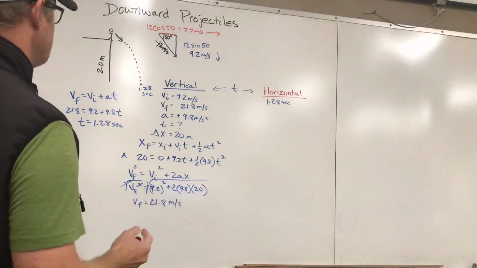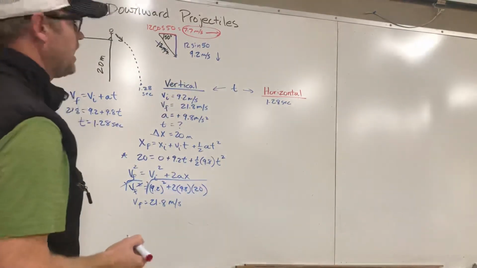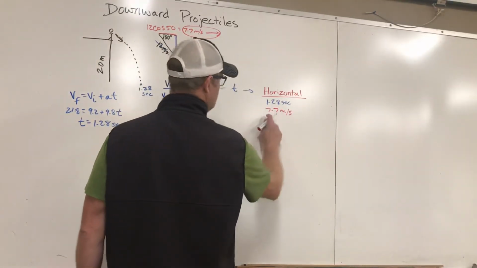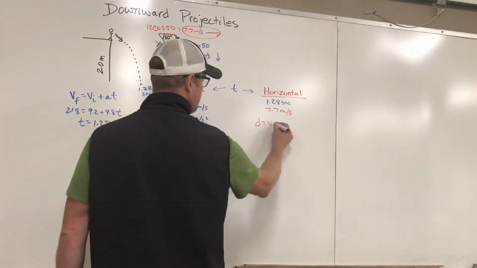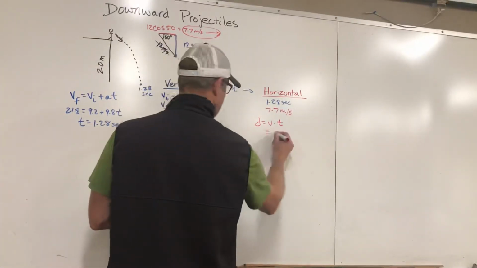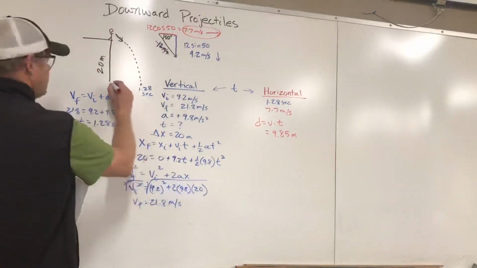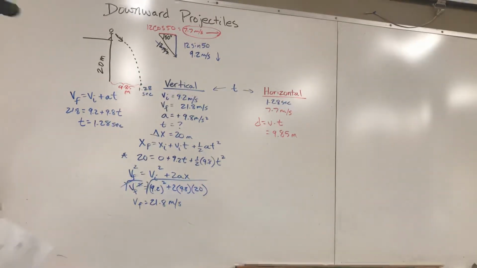Now the horizontal piece is actually pretty easy. It's moving at a constant speed of 7.7 meters per second. That's not changing. There's no acceleration. So I have a velocity and I have a time. If I need the distance, I just do distance equals velocity times time, and I multiply those together, and I get a distance of 9.85 meters. It will be 9.85 meters from the edge of the building when it hits the ground. Okay, that's pretty much everything there is to figure out.